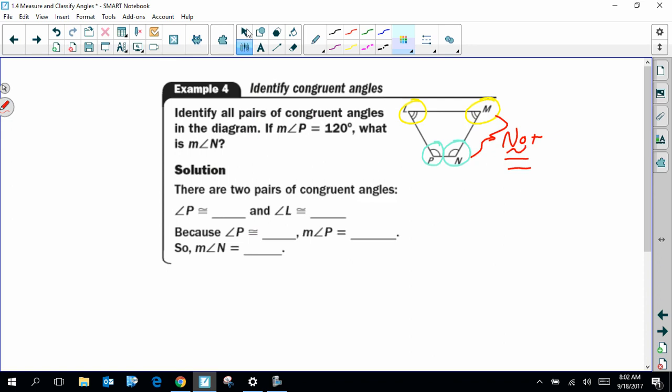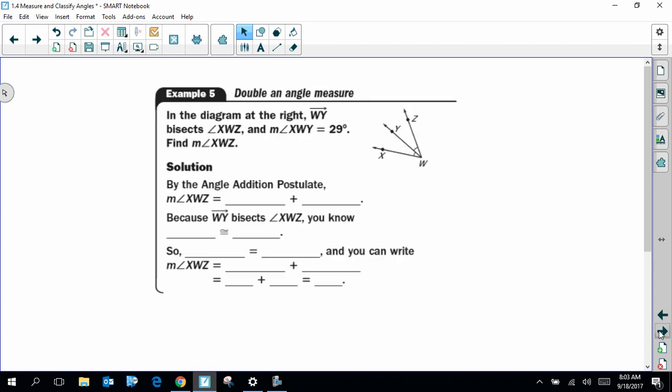So in this case, the angles that we know are congruent to each other, N is congruent to P, M is congruent to L, and therefore the angle measurements have to be the same. So if angle P is equal to 120 degrees, angle N also has to be 120 degrees.